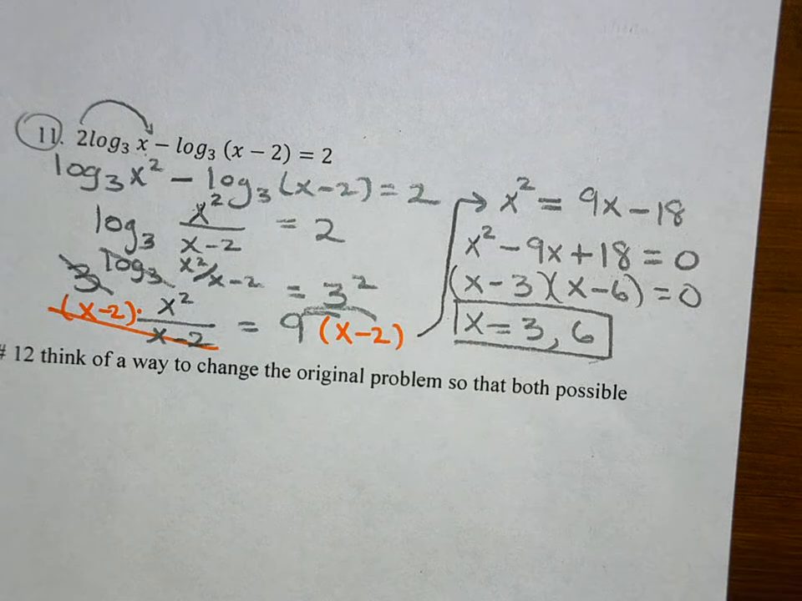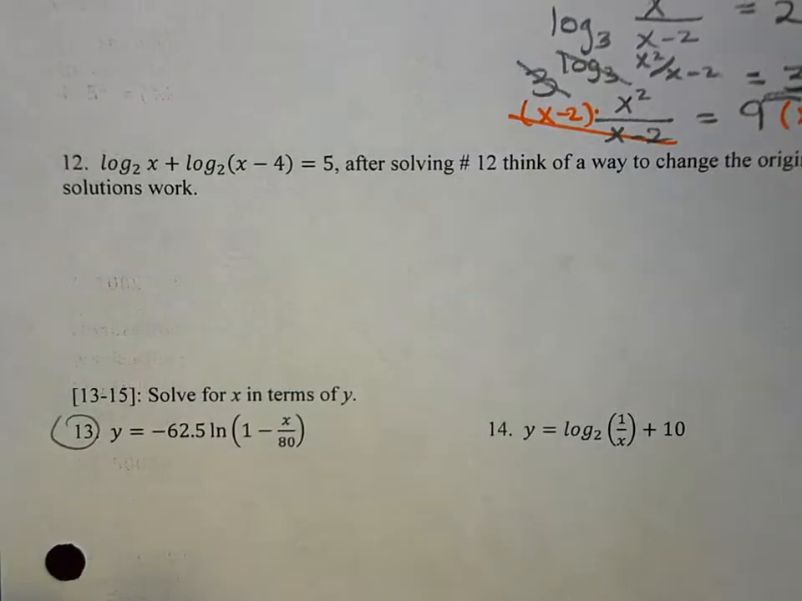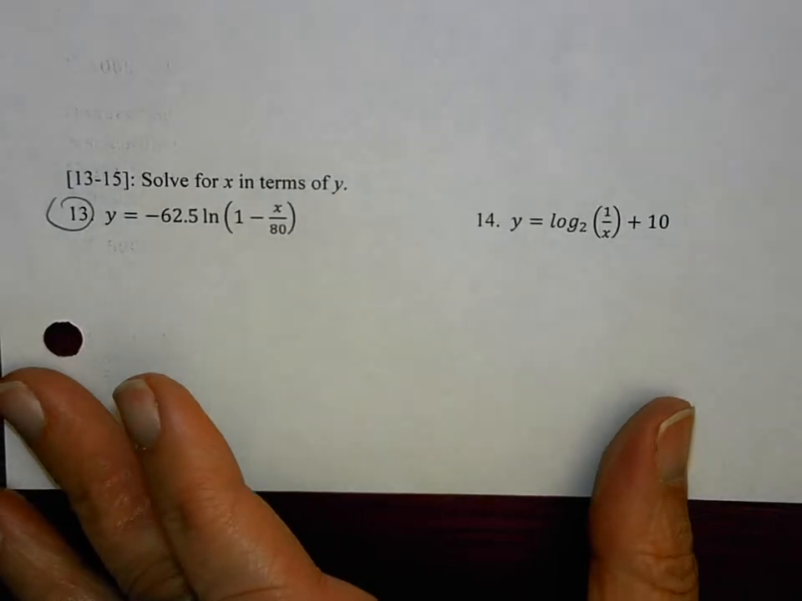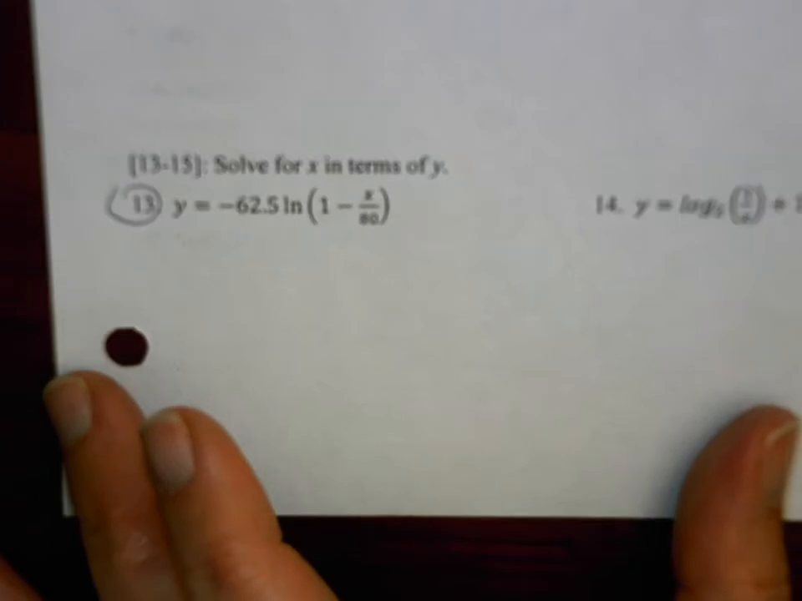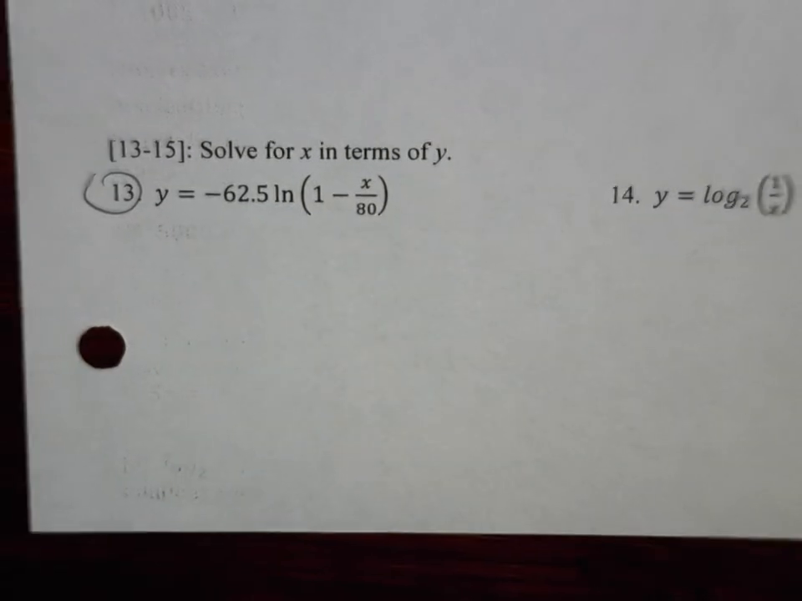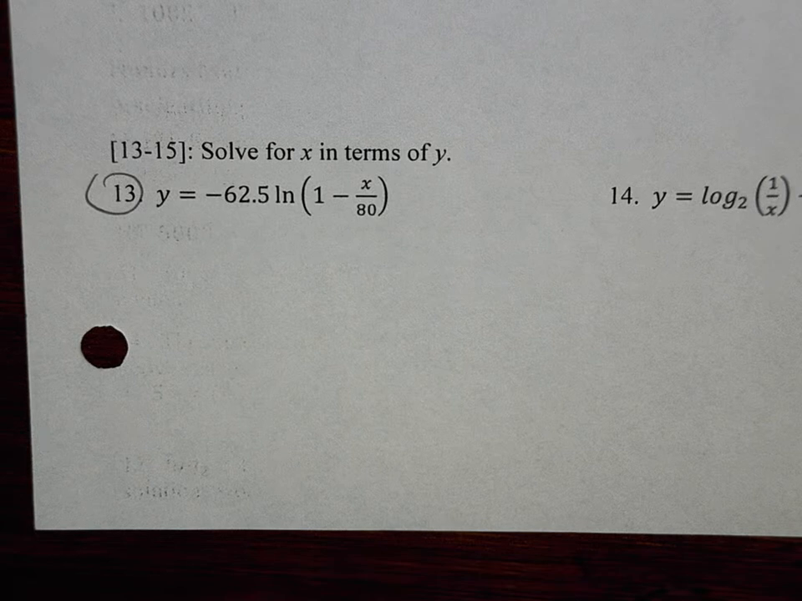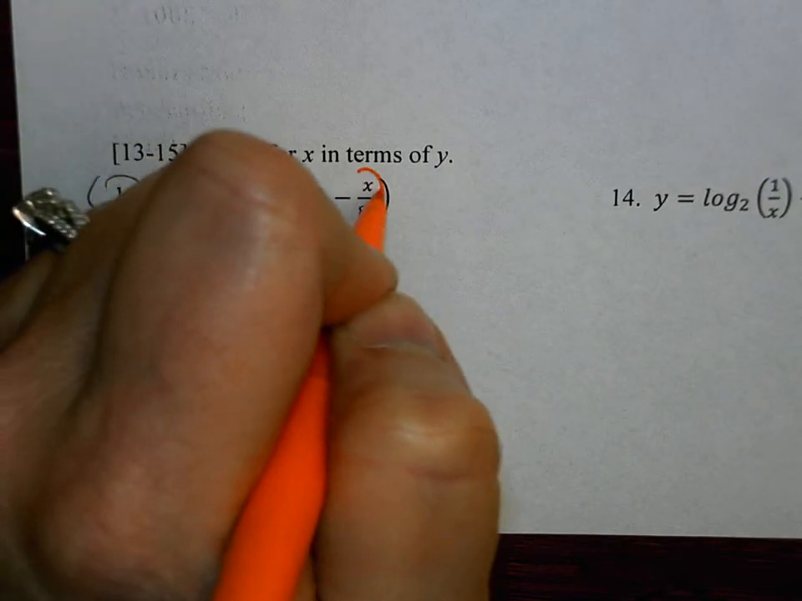Okay, and then let's go ahead and take a look at question number 13 as well. For this one, we want to solve for x in terms of y. That means we're going to get an equation. It'll be x equals and then a bunch of stuff with that y in it, right? So we want to isolate the x. I want to get x by itself.